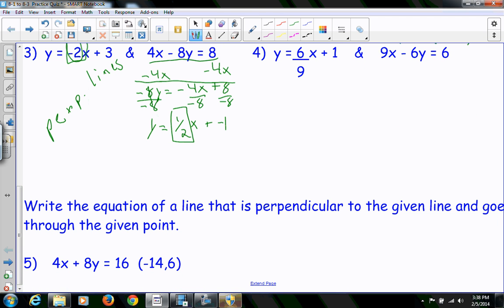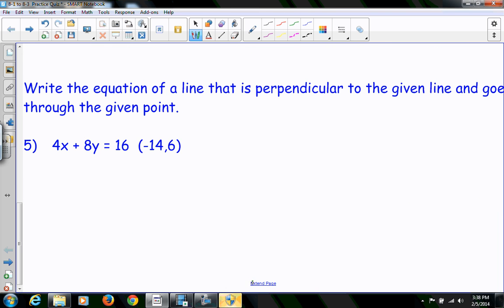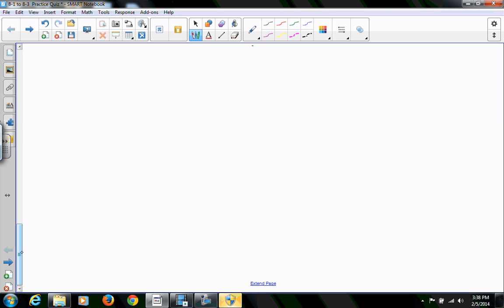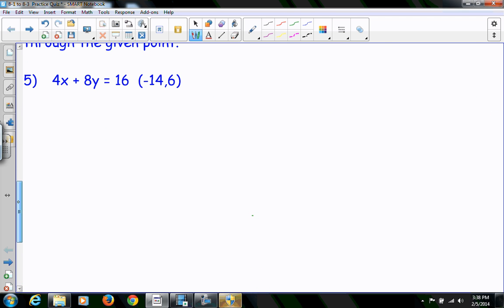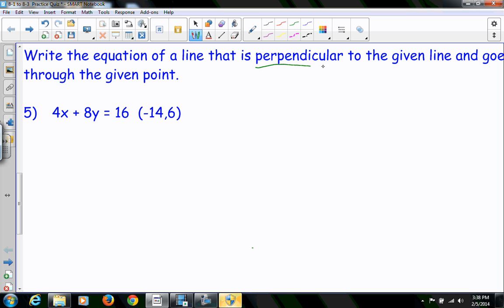Write the equation of a line that is perpendicular to the given line and goes through the given point. All right, so it has to be perpendicular and go through this point. The first thing that I need to do is look at this and identify what the slope is. I can't do that, just like in the previous problem, so I have to solve for y first. So I'm going to subtract 4x from both sides, and I get 8y is equal to -4x plus 16.